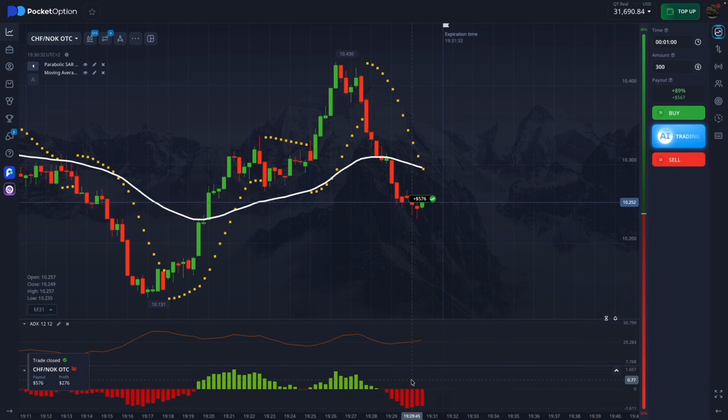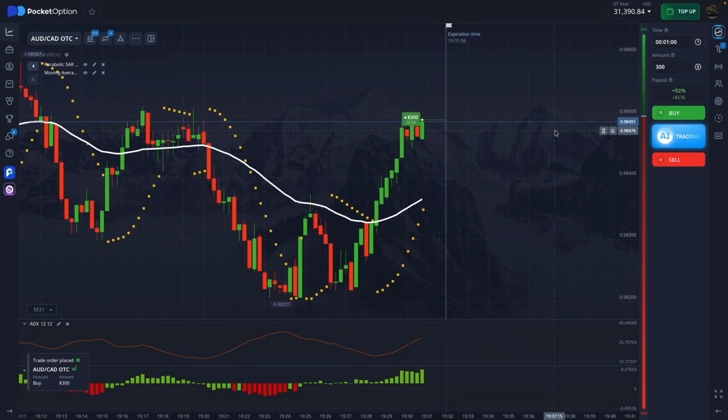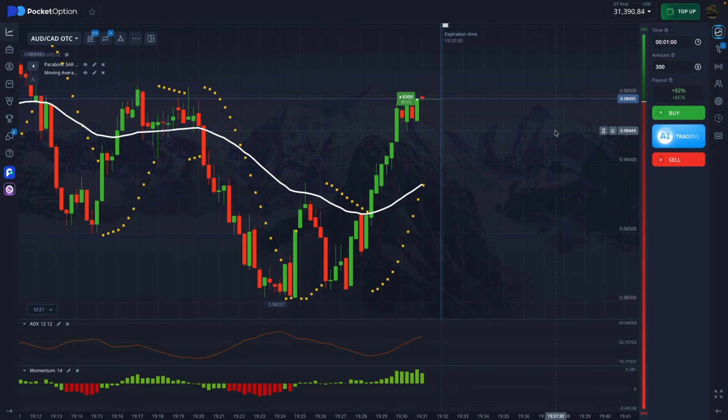So, my trade is closing with a profit, and now I will try to find a situation where I could enter an up trade to explain how the strategy works when opening up trades. Okay, so I found a good opportunity, and I'm entering my third trade here, but this time an up trade. So, how am I working with the indicators here?